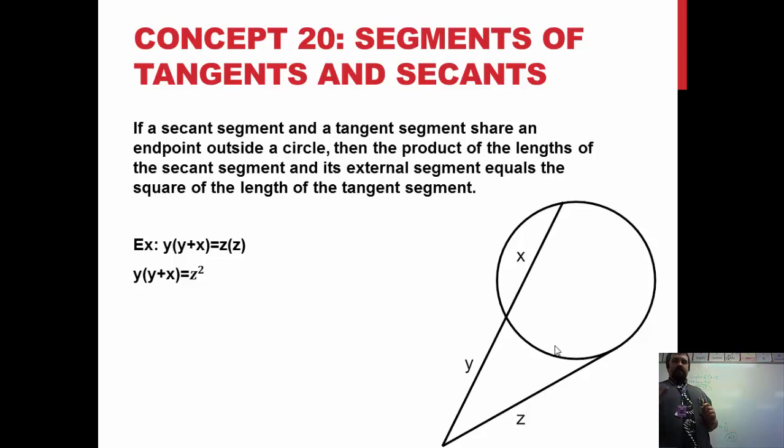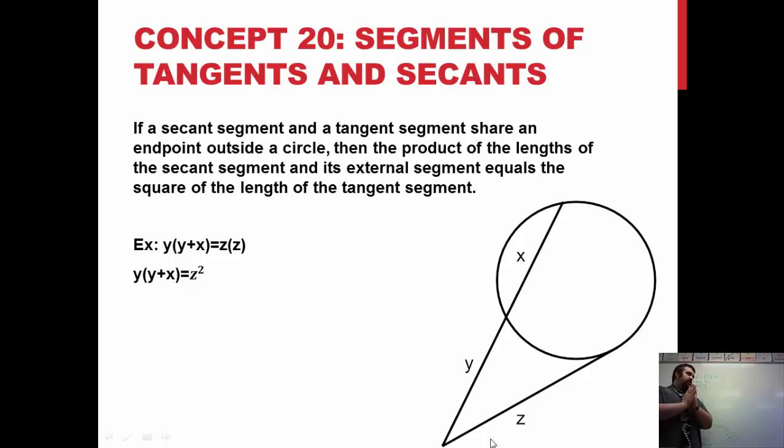So if I have that picture right there, then the product of the lengths of the secant segment and its external segment equals the square of the length of the tangent segment. What that's saying is if I take the external part here, y, and I multiply it by the full length, y plus x, that's the left side here. If I multiply y by y plus x, the outside part by the full length, it will equal z squared, the tangent squared. That's the setup.